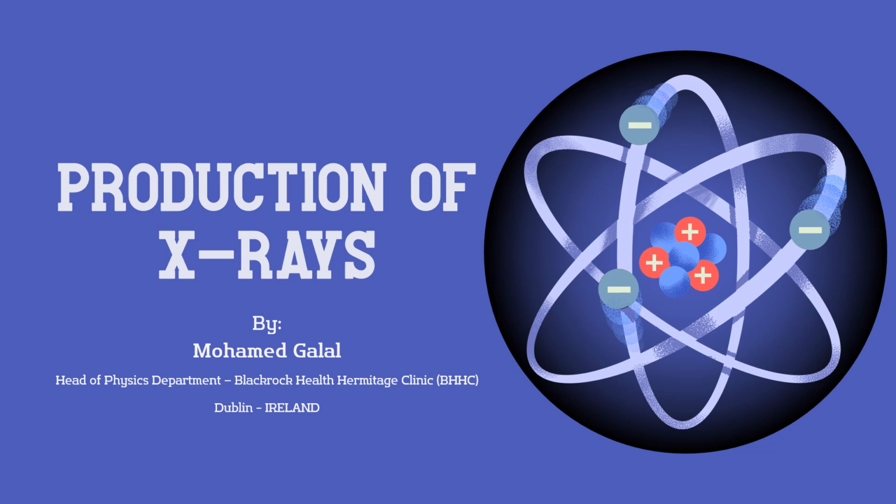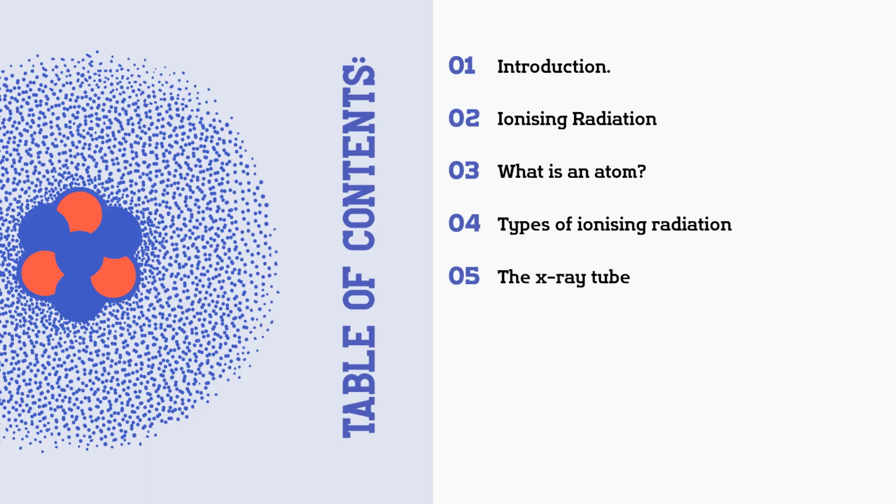Hello everyone. Today we are going to talk about production of X-ray. In this lecture we are going to go through ionizing radiation and what is atom. Then we are going to discuss briefly the types of ionizing radiation and the main components for X-ray tube.